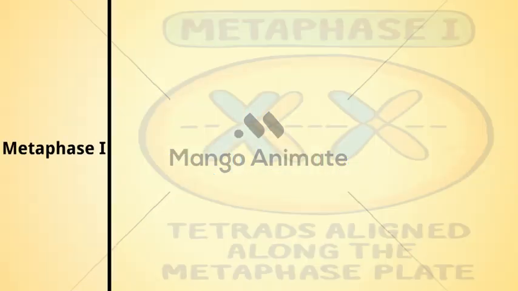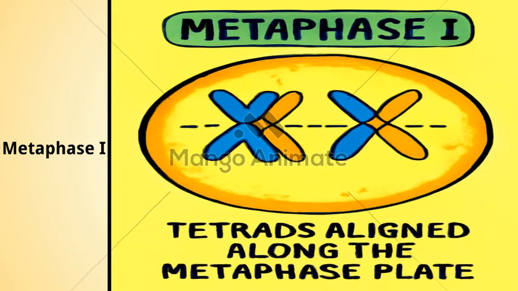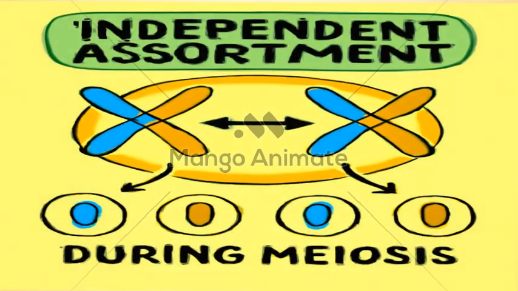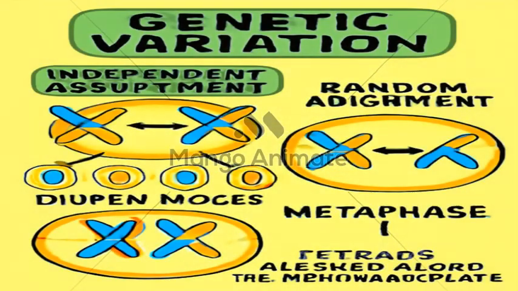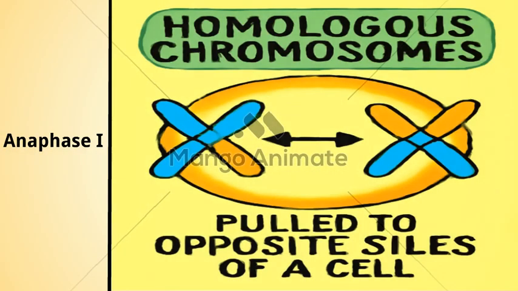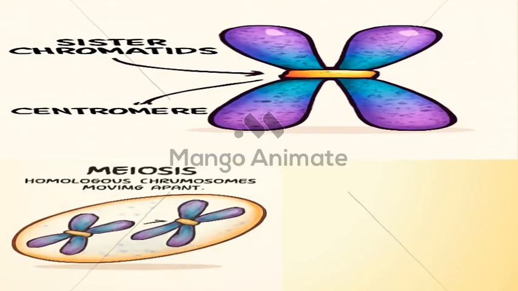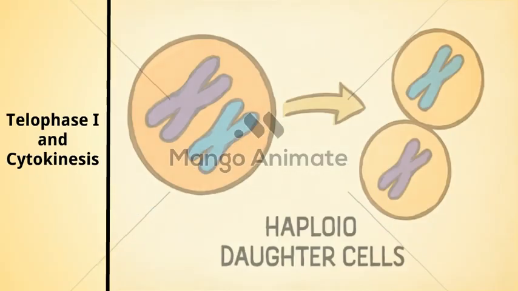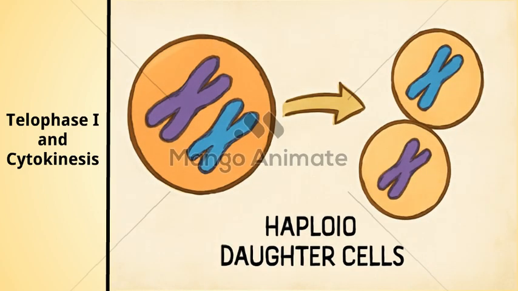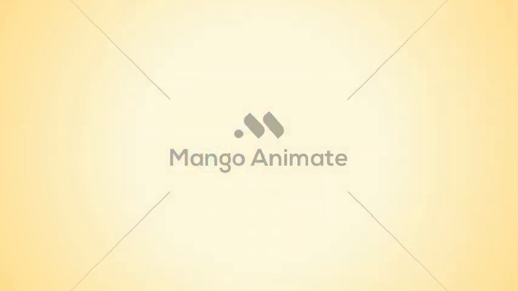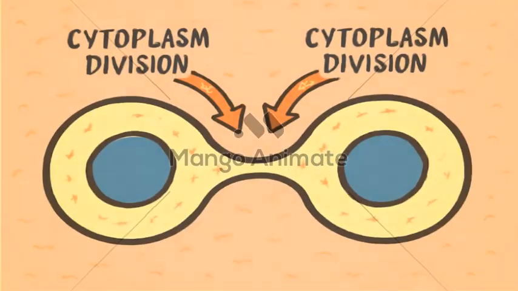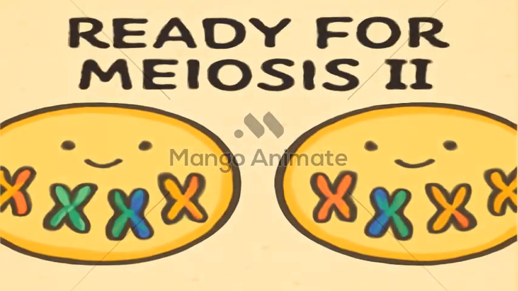Metaphase I. Tetrads align at the metaphase plate. Each pair's orientation is random, contributing to independent assortment, another source of genetic variation. Anaphase I. Homologous chromosomes are pulled to opposite poles of the cell. Importantly, the sister chromatids remain together. Telophase I and cytokinesis. Two cells form, each with half the original number of chromosomes, haploid, though each chromosome still consists of two chromatids. Meiosis II resembles mitosis.